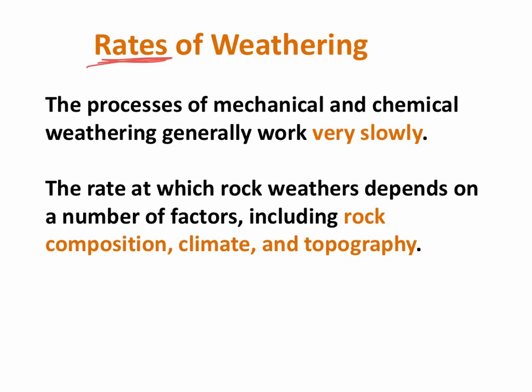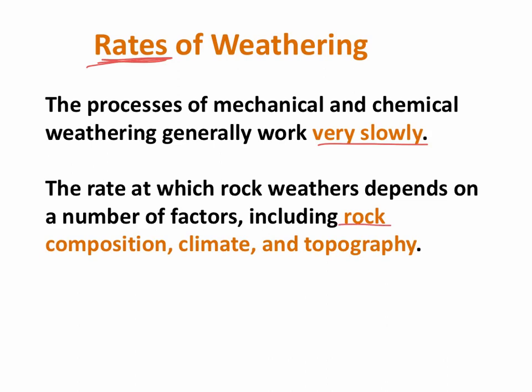The processes of mechanical and chemical weathering generally work very slowly. Not many rocks, not many surfaces on Earth weather away quickly overnight. That can happen when we're talking about sand or soil, in some cases like in a flash flood. But when we're talking about rocks weathering, it takes a little while. The rate at which they weather depends on a number of factors. We're going to talk about all of these in our lecture today.